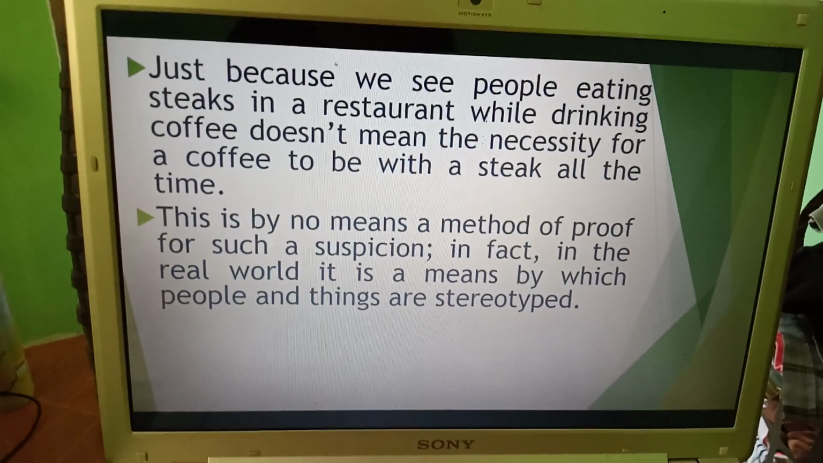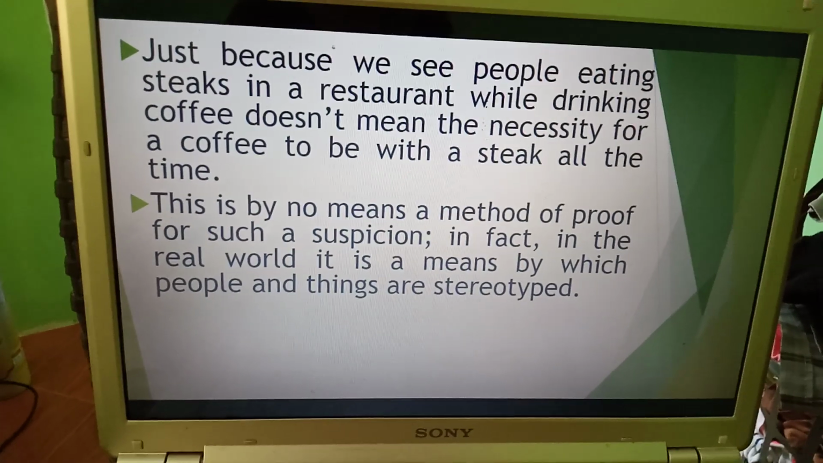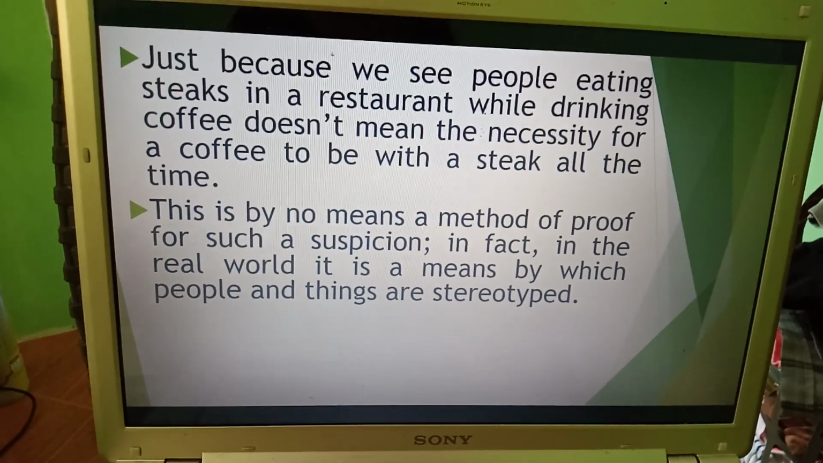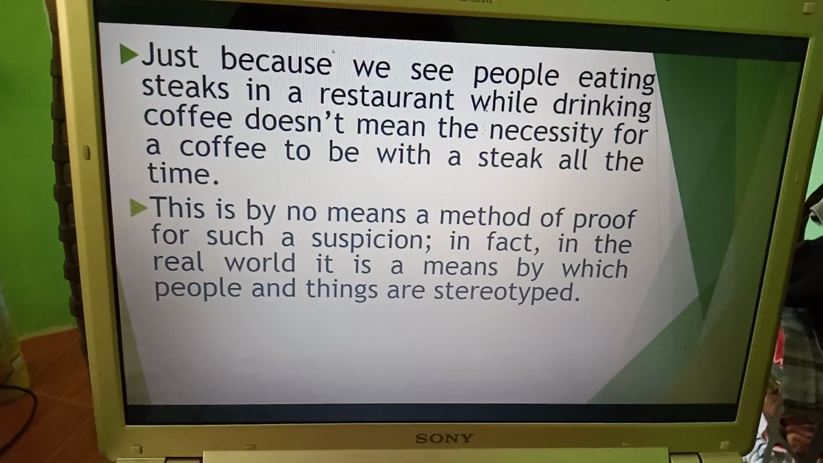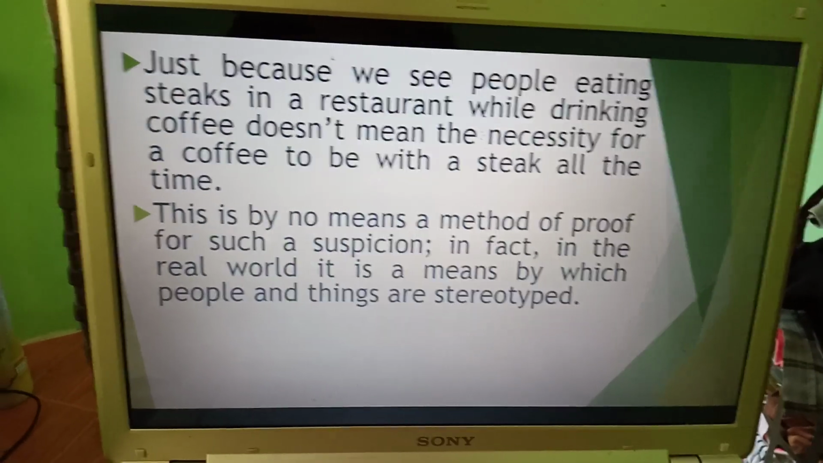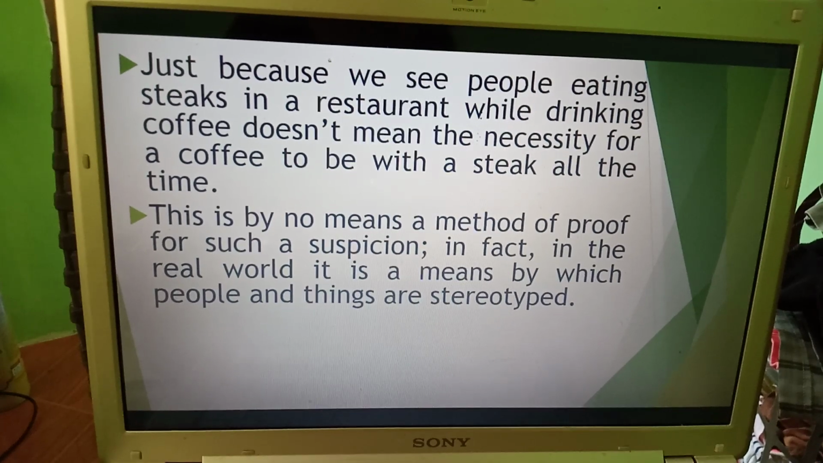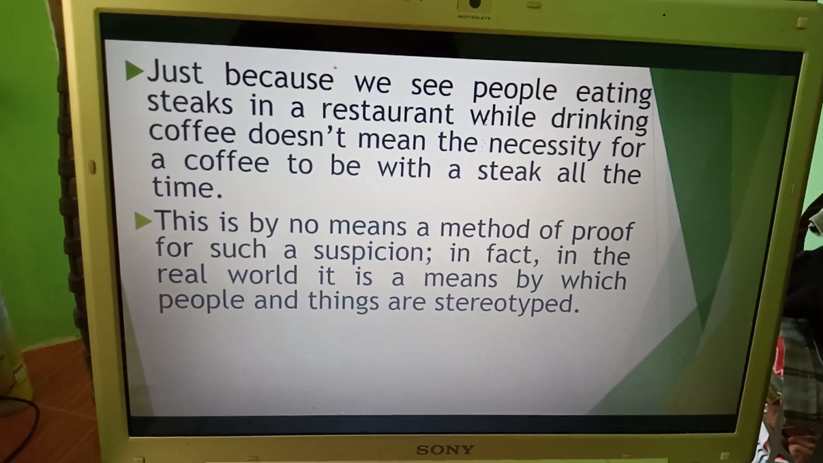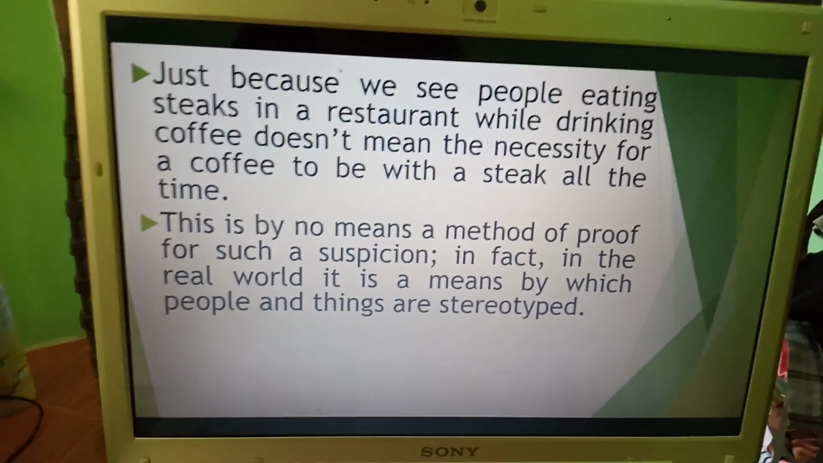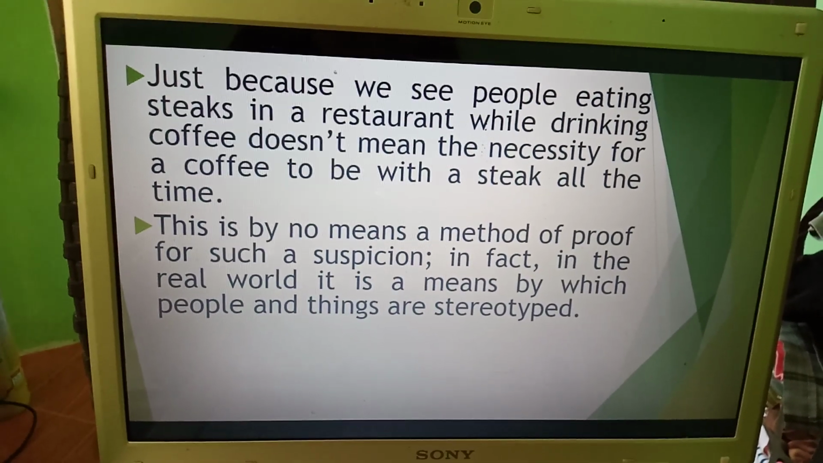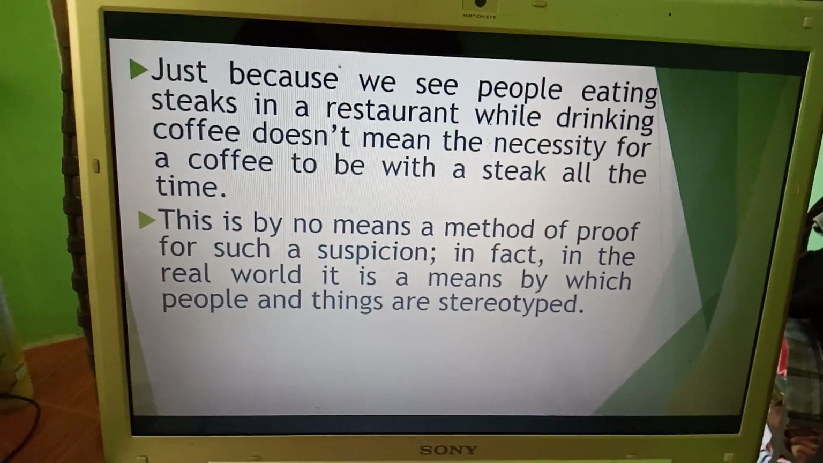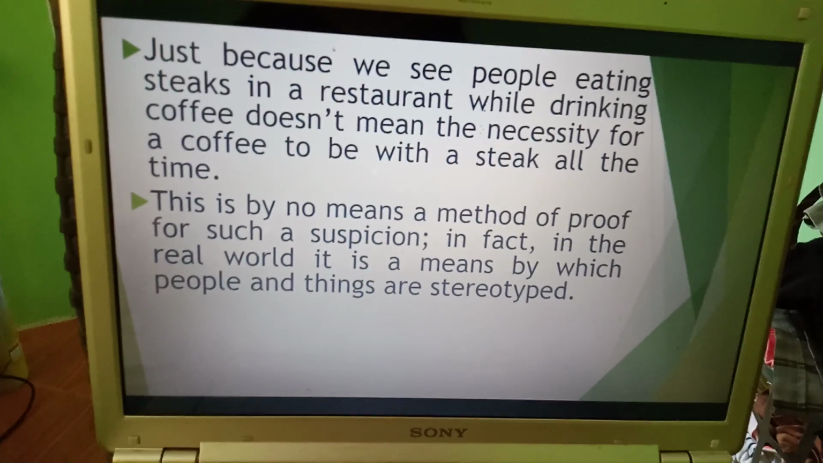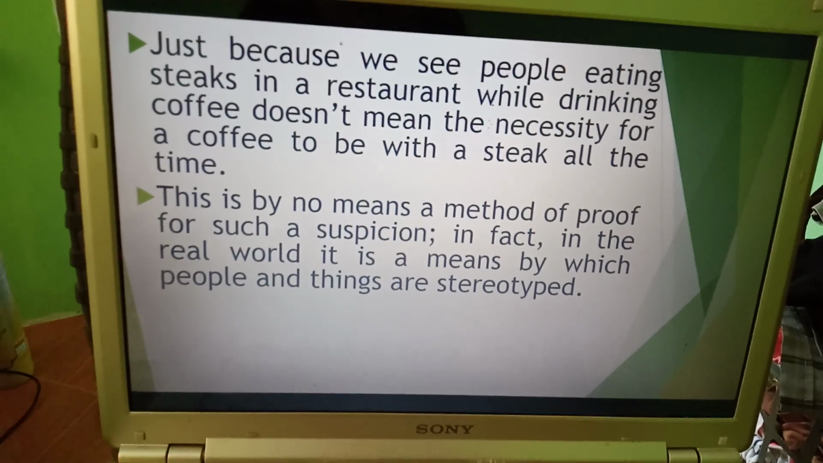For example, lahat ng bakla, salot, kapag nakakita sila ng babae na ang sexy ng suot, sasabihin na nila malandi. So ito yung nagiging parang negative or disadvantage of using inductive reasoning, because you are already generalizing. Okay, so this is by no means of a method of proof for suspicion, sabi niya. So, hindi mo pwedeng gamitin ito para i-prove ang isang bagay.